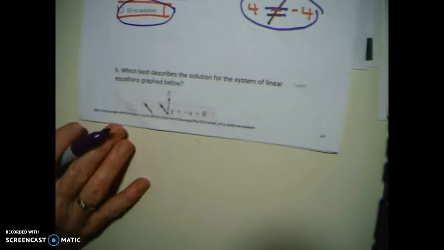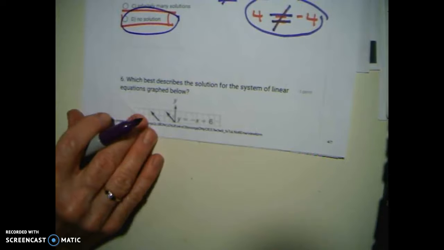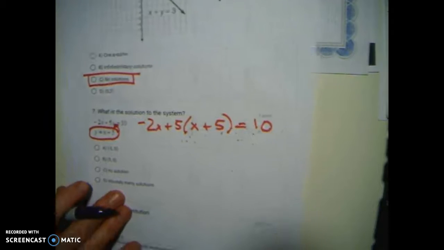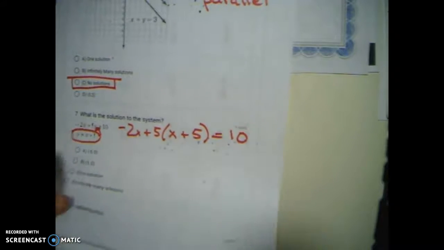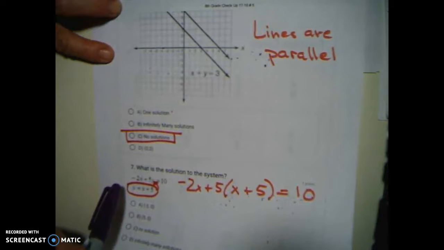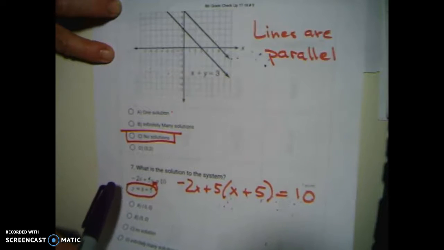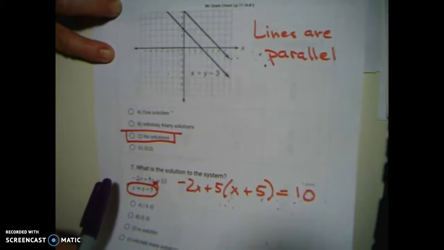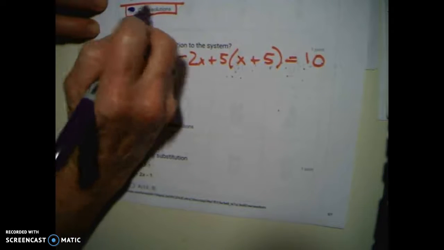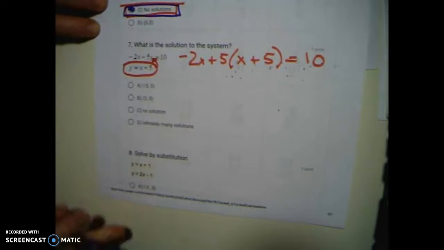Question number 6, again broken up. Which best describes the solution to the system of equations graphed below? So this is kind of a trick question because, as I can see, my equations are parallel. There is no solution because there is no intersection. They will both travel on infinity in the positive and negative direction. The correct answer, no solution because they never intersect.